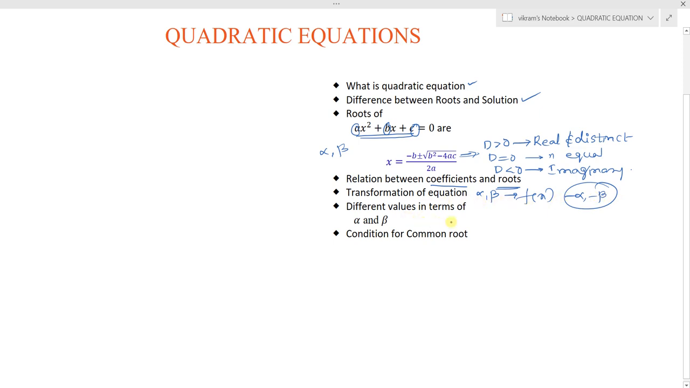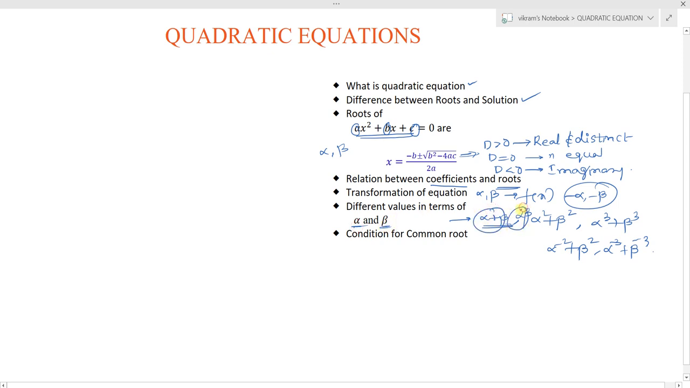Then we have seen some symmetric values in terms of alpha and beta. If alpha plus beta is known, how do we find alpha square plus beta square in terms of alpha plus beta and alpha beta? The sum of the roots and product of the roots are known. Then how do we find values like alpha square plus beta square, alpha cube plus beta cube, alpha power minus 2 plus beta power minus 2, alpha power minus 3 and beta power minus 3, and so on, in terms of the known parameters, the sum of the roots alpha plus beta and the product of the roots alpha beta?